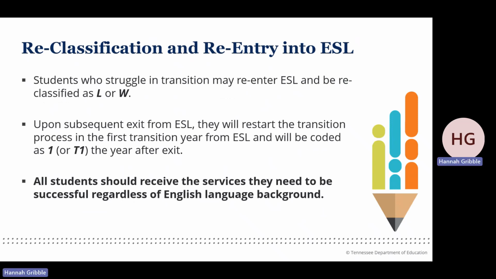Students who struggle in transition may re-enter ESL and be reclassified as L or W. Upon subsequent exit from ESL, they will restart the transition process in the first transition year from ESL and will be coded as 1 or T1 the year after exit. All students should receive the services they need to be successful, regardless of English language background.